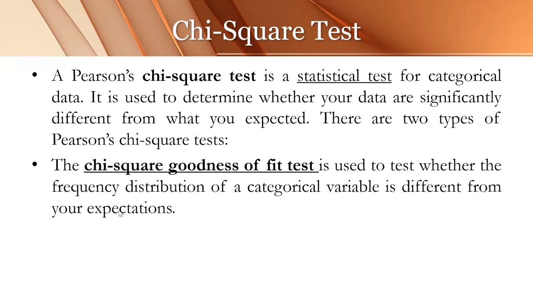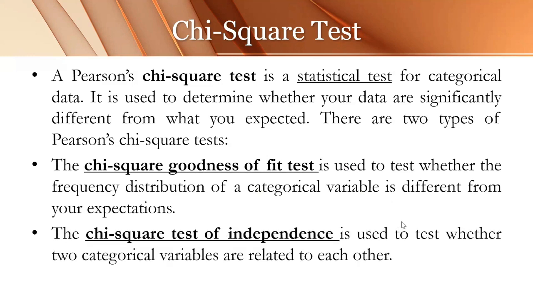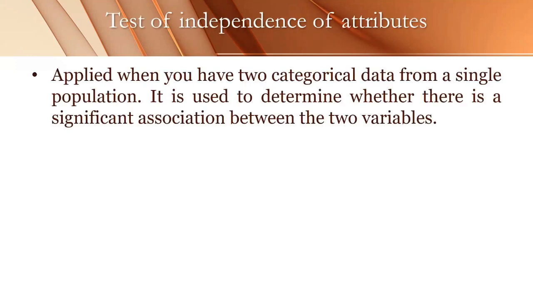Similarly, we have the Chi-square test of independence. It is used to test whether 2 categorical variables are related to each other. The point one has to clearly remember is that whenever you have two categorical variables, that is nominal or ordinal, we are going to use the Chi-square test. The second important point is that this is a non-parametric test. Whatever we have conducted so far were parametric tests. Now we are going to conduct a non-parametric test.